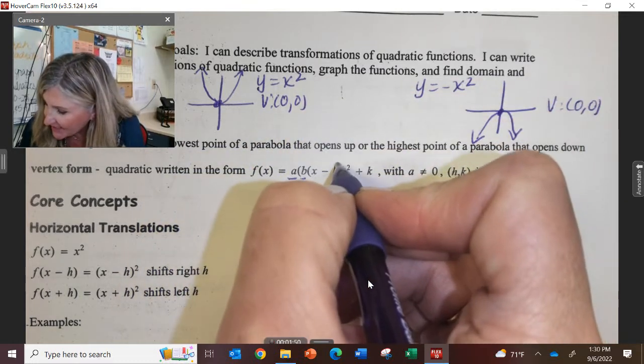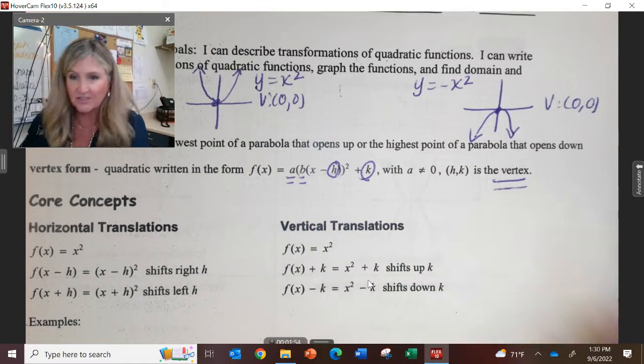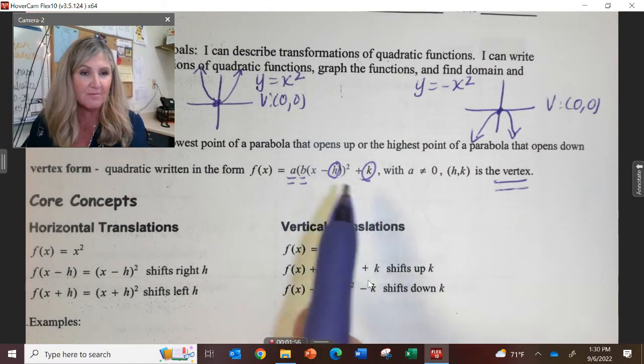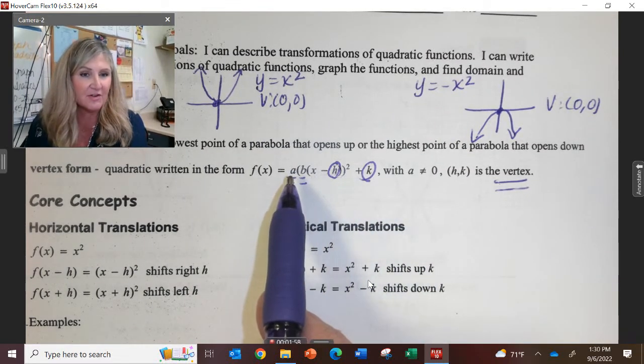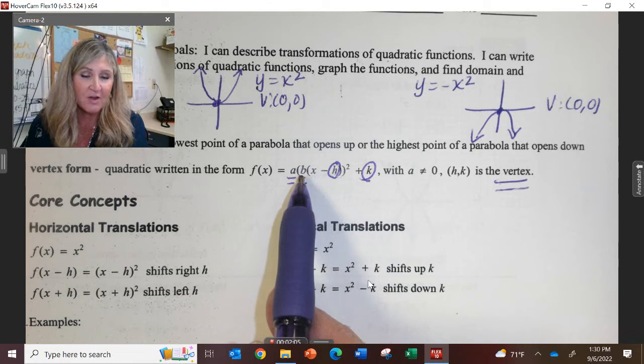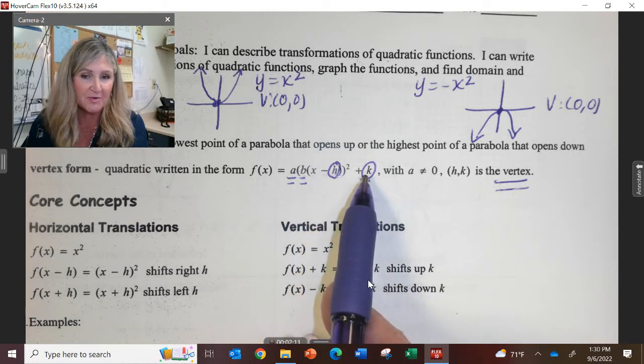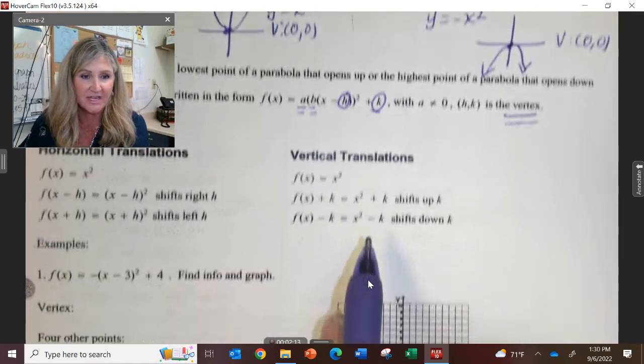Circle these, h, k. That's going to be the vertex when we have it in this form. This a is going to be a vertical stretch or shrink. This could be a horizontal stretch or shrink, but that's going to be a shift to the right or left. That's going to be a shift up or down. That's going to tell us our vertex.